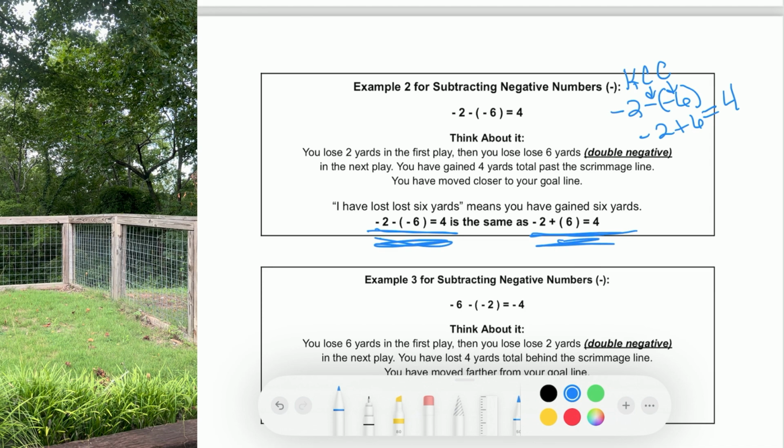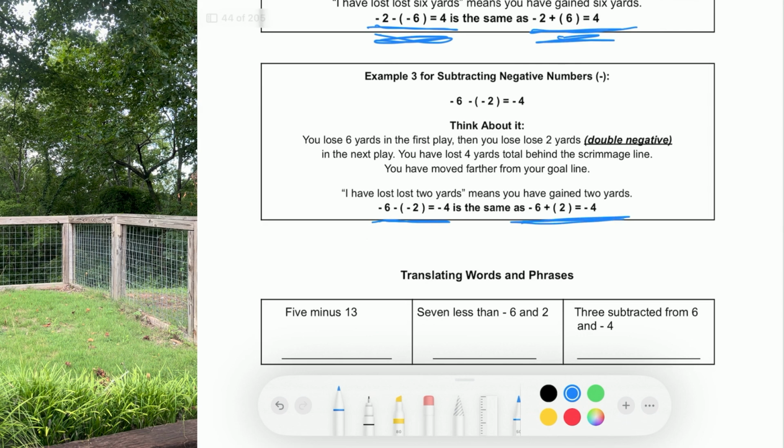Now again, this is to only be used when you have subtraction. Do not use this with addition. It's very important. You'll just confuse yourself if you use it with addition. So this is only to be used with subtraction. All right, last one, negative 6 minus negative 2. Keep, change, change. All right, so keep the negative 6, change that to a plus, change that to a positive 2, and we end up with negative 4. And again, it just shows you that these are in fact the same problems.